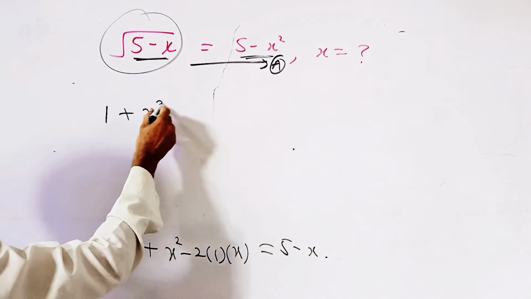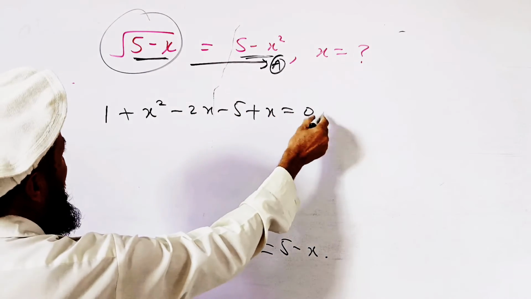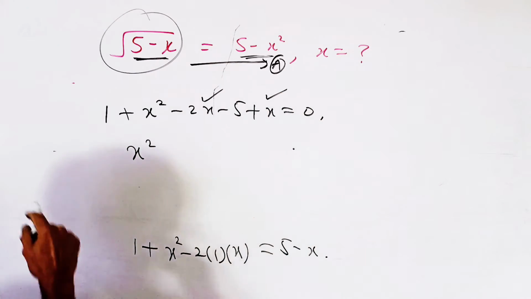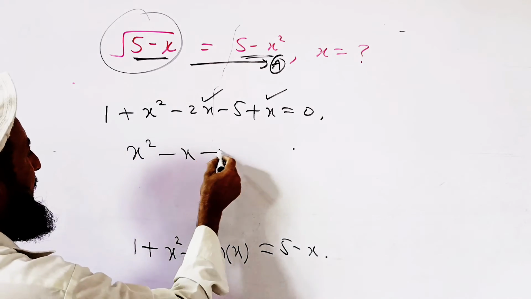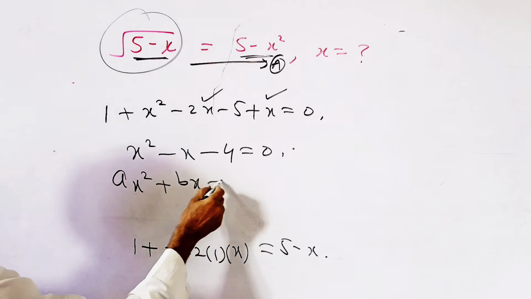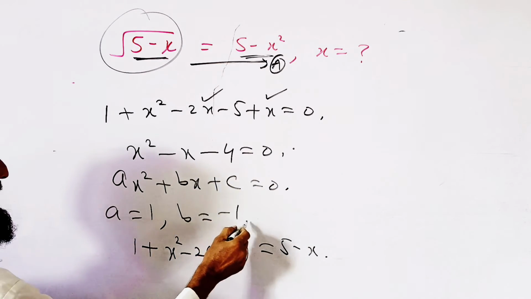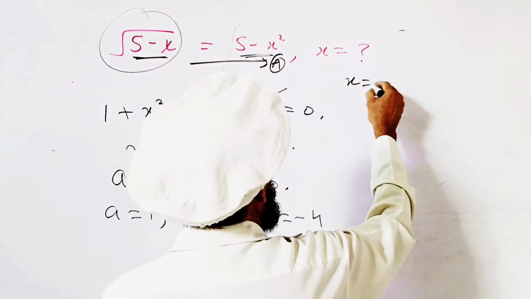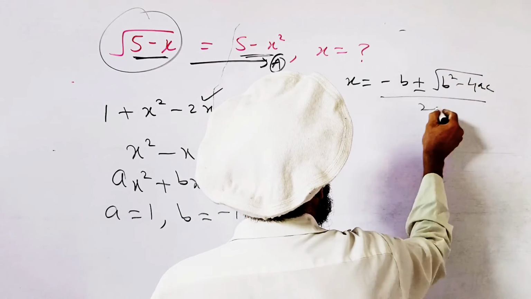Now we arrange: x square minus 2x minus 5 plus x is equal to 0. Arranging the terms, x square, and minus 2x plus x gives minus x. Then 1 minus 5 gives minus 4, equal to 0. Again we compare with the quadratic equation. So we get a is equal to 1, b is equal to minus 1 and c is equal to minus 4.